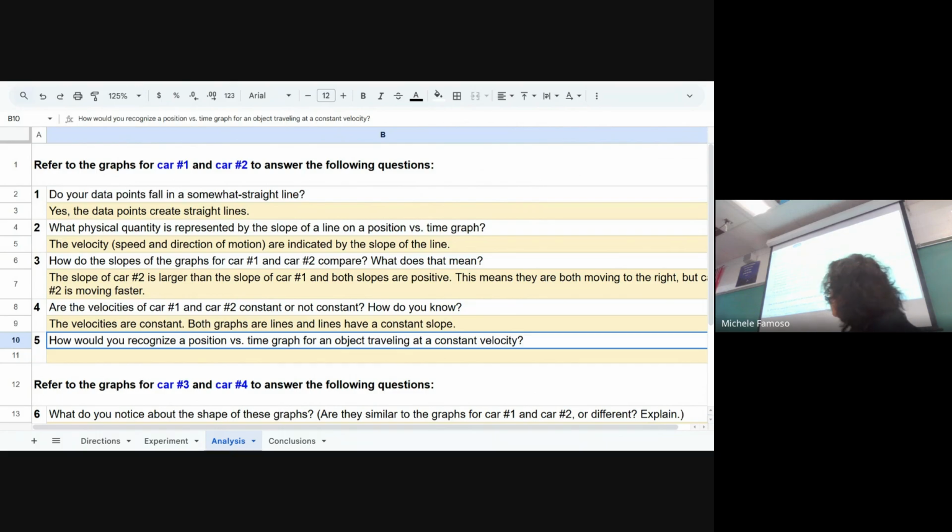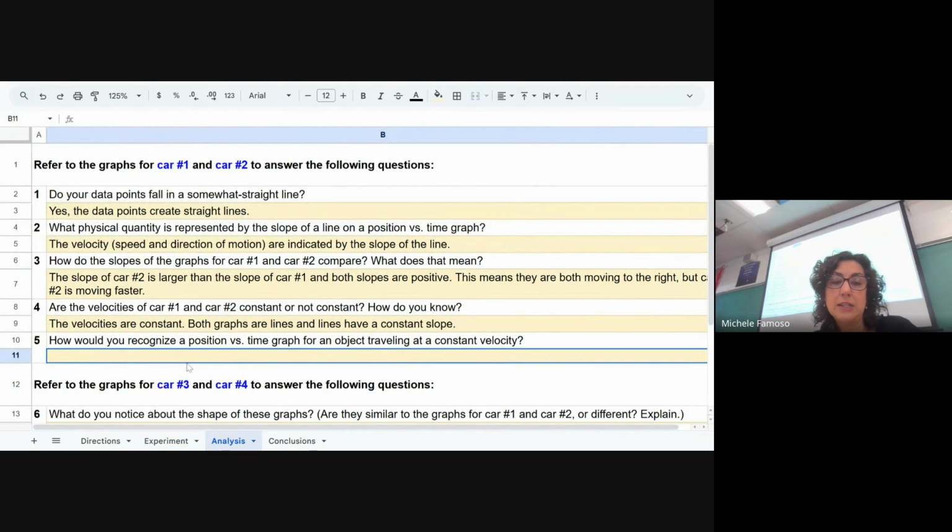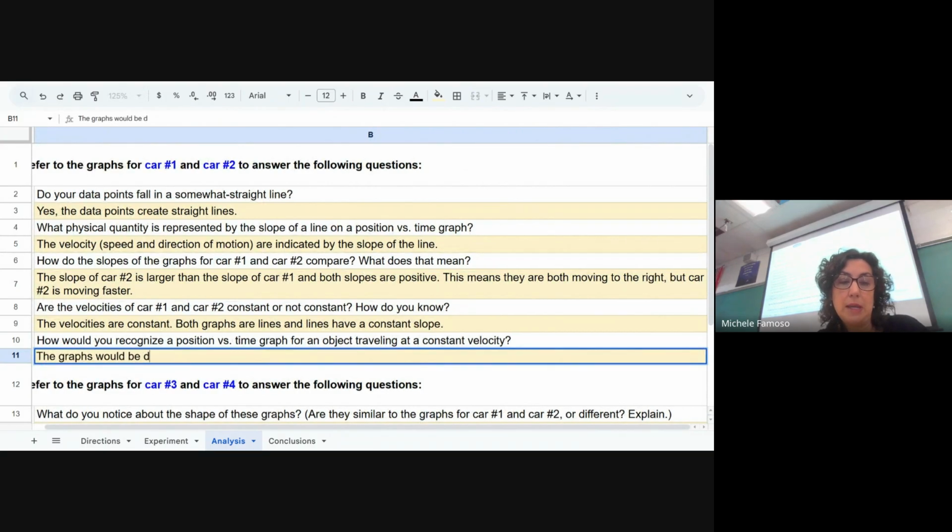All right, so number 5 is asking you, if you were to look at a position time graph for an object that was moving with a constant velocity, how would you recognize that it had a constant velocity? What would you expect to see? Be more specific. What kind of lines are those two graphs? Diagonal lines. Okay. So how would we recognize a position time graph for an object traveling at a constant velocity? The graphs would be diagonal lines if the object is moving with a constant velocity.